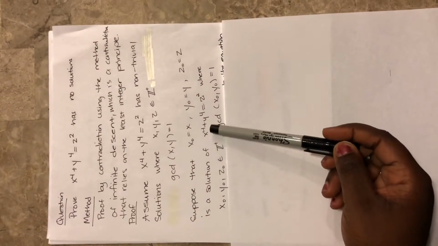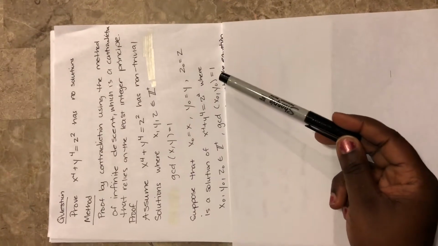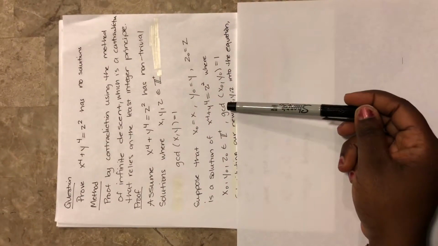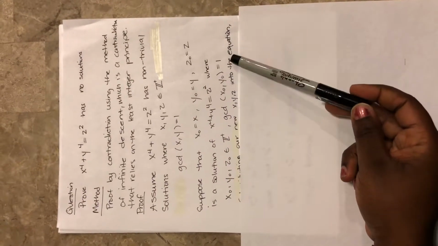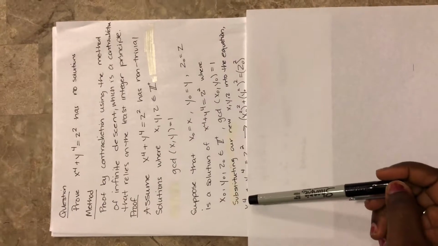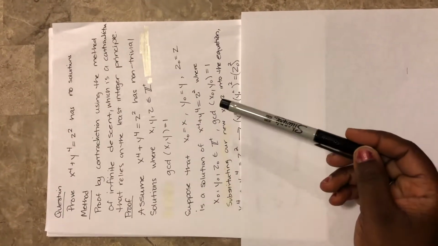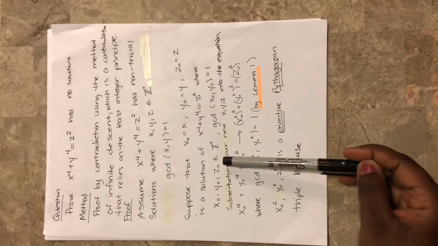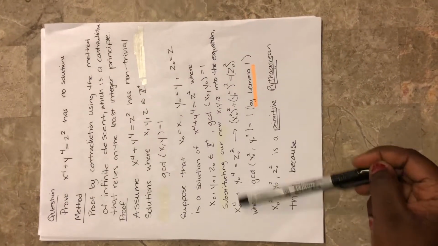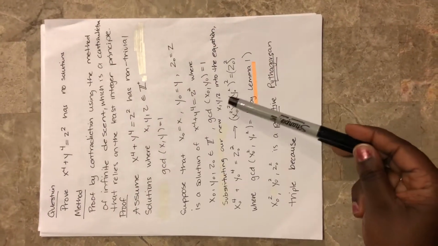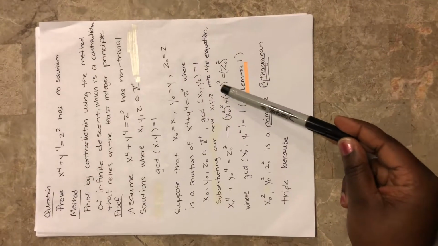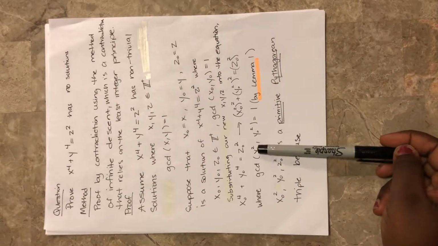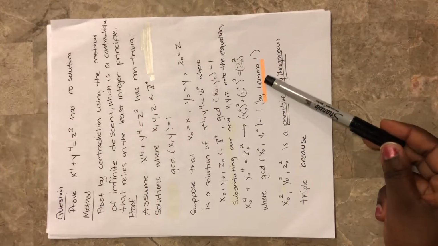These are a solution of our Diophantine equation x to the fourth plus y to the fourth equals z squared, where x sub 0, y sub 0, and z sub 0 are in the set of positive integers, and the GCD of x sub 0 and y sub 0 equals 1. Now substituting our new x, y, and z into our equation, we have x sub 0 to the fourth plus y sub 0 to the fourth is equal to z sub 0 squared. This can be rewritten as x sub 0 squared, quantity squared, plus y sub 0 squared, quantity squared, is equal to z sub 0 squared, where the GCD between x sub 0 squared and y sub 0 squared is equal to 1. Remember, this is using lemma 1.